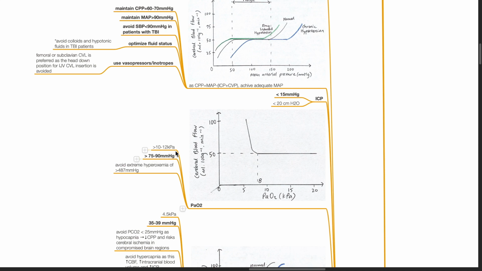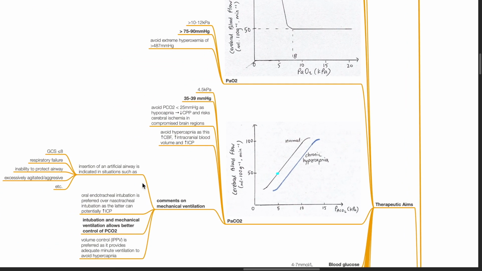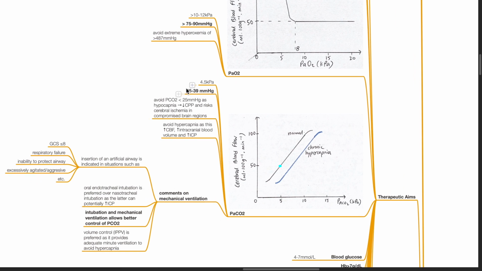Avoid extreme hyperoxemia of more than 487 mmHg. PaCO2 should be kept at 35 to 39 mmHg or 4.5 kPa. Avoid PaCO2 of less than 25 mmHg as hypocapnia results in reduced cerebral perfusion pressure and risk of cerebral ischemia in compromised brain regions. Avoid hypercapnia as well, as this increases cerebral blood flow, intracranial blood volume, and increases ICP.